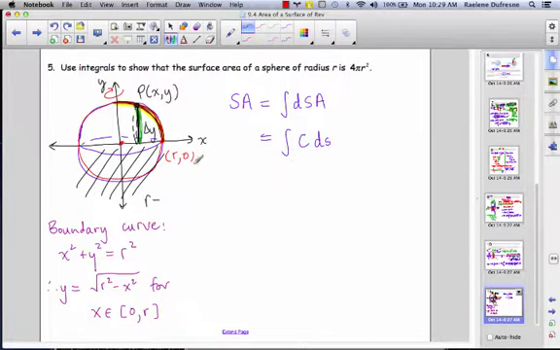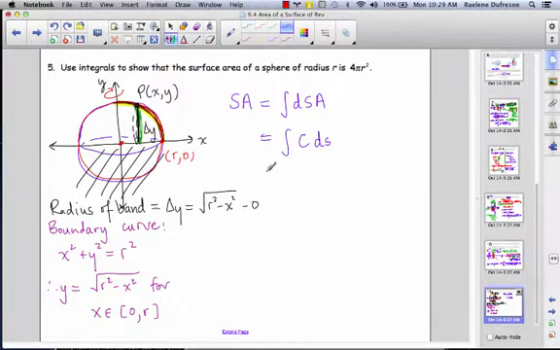So we have radius, and I'm going to write the word radius of the band, because I do not want to confuse it with the lowercase r that I'm using for the radius of the sphere. The radius of the band is a change in y, which is y top minus y bottom, and y top is given by the boundary curve. And y bottom is given by the x-axis, where y is equal to 0.